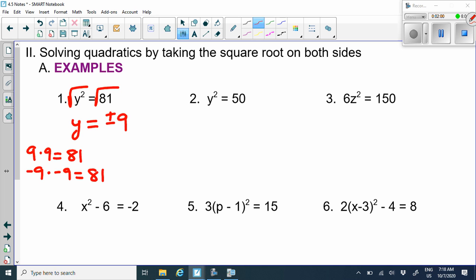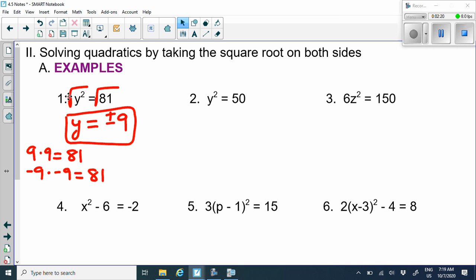So here, we need to make sure we have two solutions. And if you think about when we solve by factoring, how many solutions did we usually get? We usually got two solutions. So whenever we're solving quadratics, we will usually get two solutions. So this will be our final answer. Okay, let's look at number 2 here.